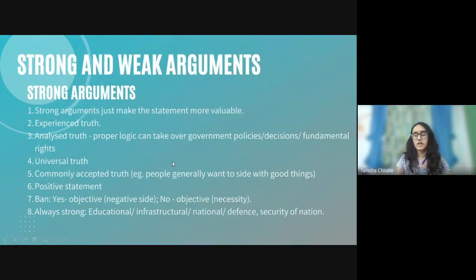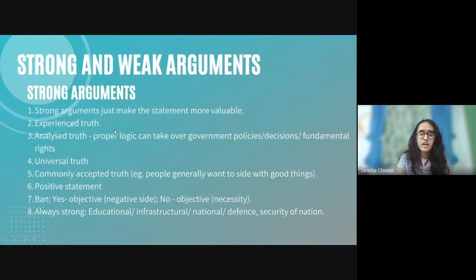Now, strong and weak arguments, okay? So there are 8 types which I would say are usually what they ask for strong arguments. Any strong argument is basically something which makes a statement more valuable, okay? Now, beyond that, you have experienced truth. Experienced truths are sort of like established facts. If I say, should people prefer vegetarian food to non-vegetarian food? Argument 1 of mine is, no, non-vegetarian food has more protein. This is an experienced truth, an established fact. So it's a strong argument.